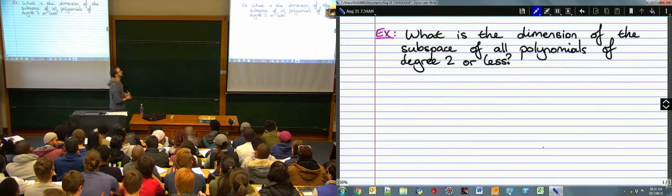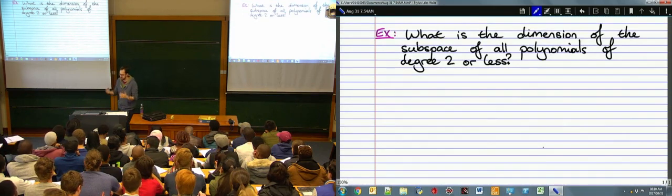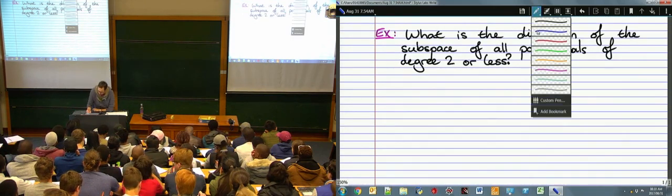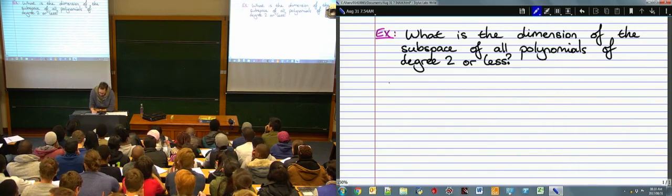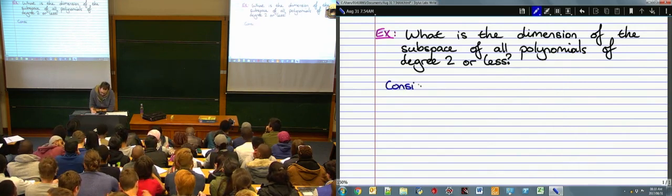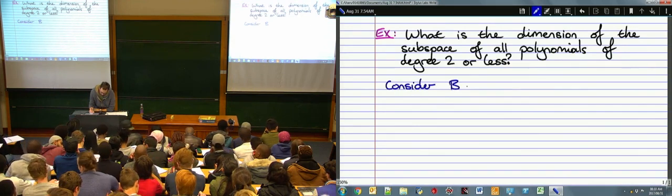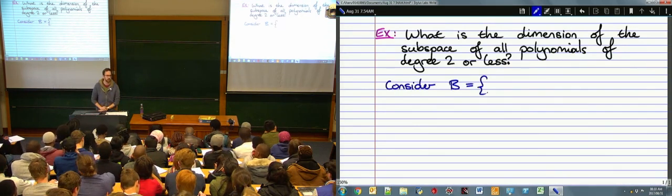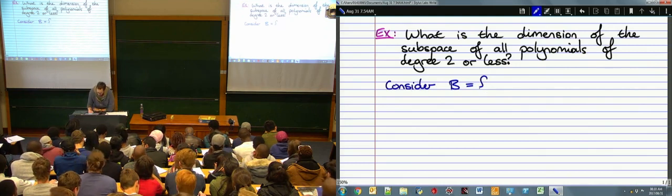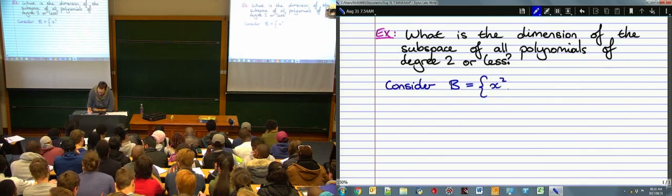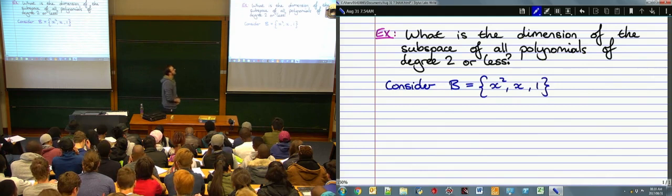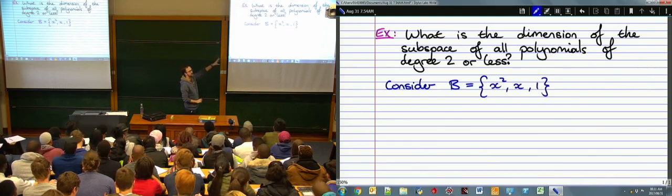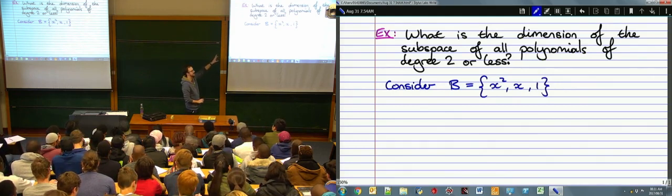From what I can see, the people who had written things down had mostly written down correct things. So it seems like a lot of people tried the following. We consider B, called B because we want to show that this is a basis. We consider something like this: x squared, x, 1. We've already actually shown that this is linearly independent. I think we did it a few days ago.